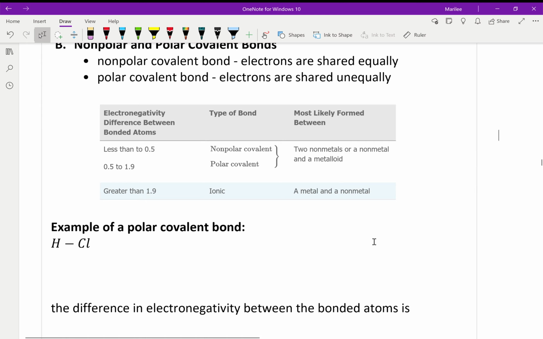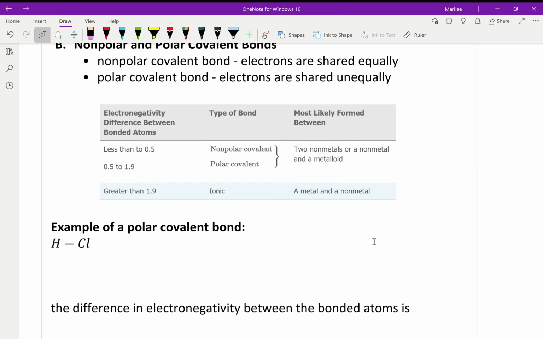So let's look at this table now. Electronegativity less than 0.5 is nonpolar covalent. Electronegativity between 0.5 and 1.9 is polar, and greater than 1.9 is ionic.